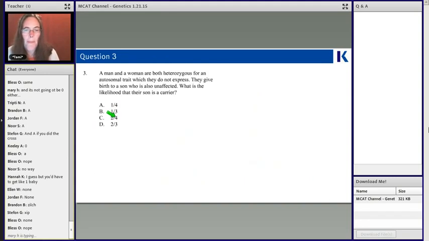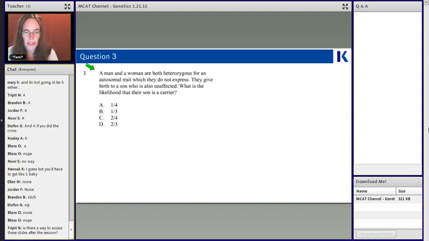All right. Number three. We're going to do number 3, and then we'll do 4 and 5 as homework. So I would like you guys to try number 3. Do your Punnett square really quickly. And when we look at these, first of all, we have a man and a woman who are both heterozygous for an autosomal trait which they do not express.